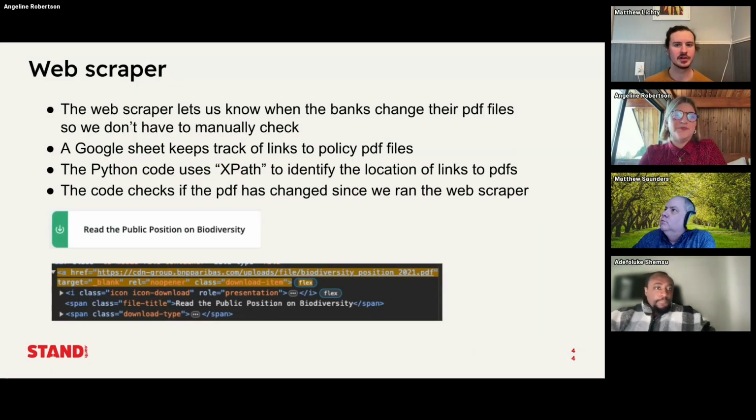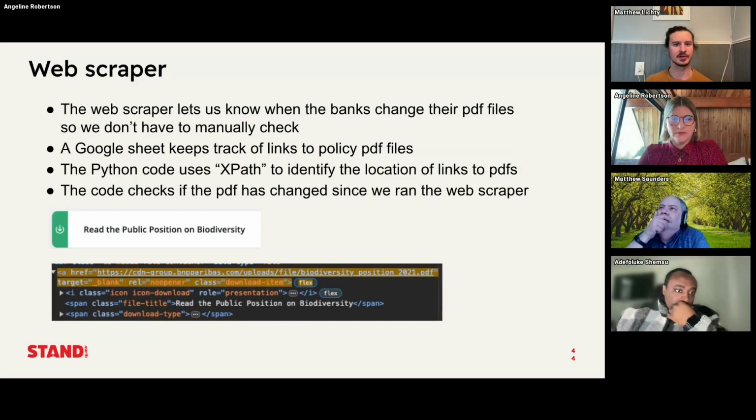The web scraper lets us know when the banks change their PDF files, so we don't have to check manually every time. We'll probably run it about once a month. A Google Sheet keeps track of the links to the policy PDF files, and the Python code uses something called XPath to identify the location of links to the PDFs.